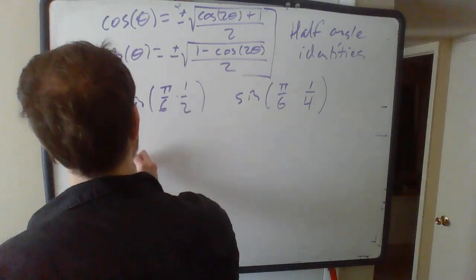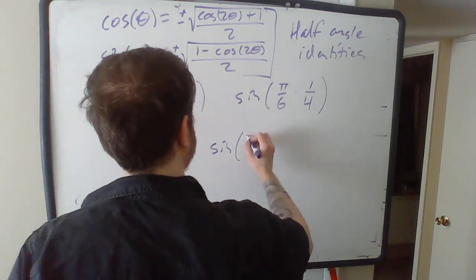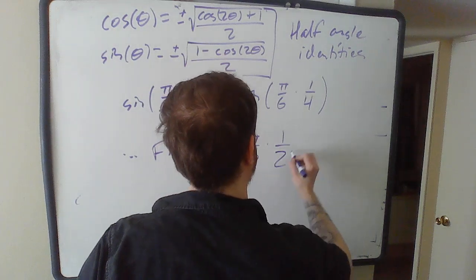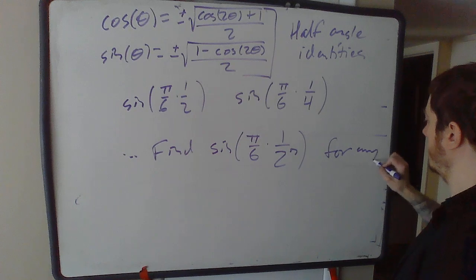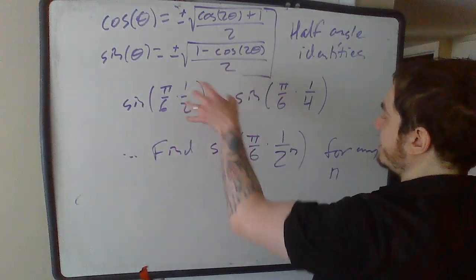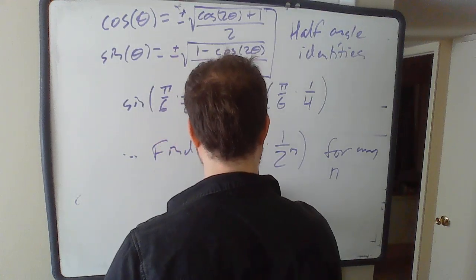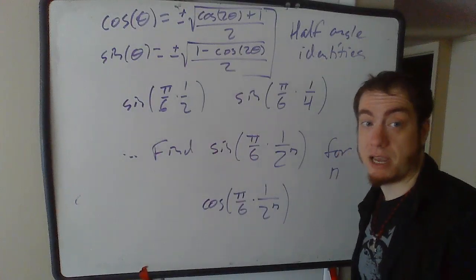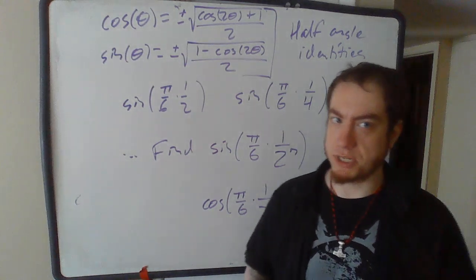We could keep on going like this, and we could find the sine of pi over 6 times 1 over 2 to the n for any n by just repeatedly applying these identities. We could similarly find cosine of pi over 6 times 1 over 2 to the n by repeatedly applying these identities. Who cares, right? What does this mean?